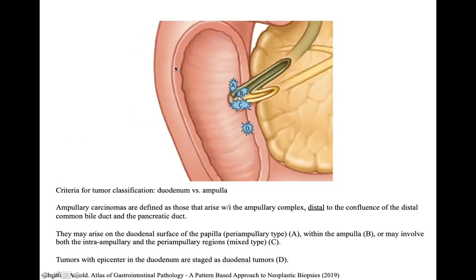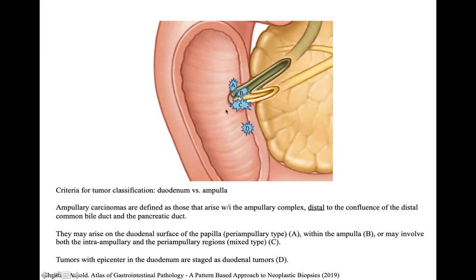And then it gets even more granular. How do you determine if the tumor is in the duodenum or the ampulla, and if it's in the ampulla, what part of the ampulla? So if it's here and it's in the D, it's in the duodenum. But if it's in the A, it means it arises on the duodenal surface of the papilla, so it's periampullary type. If it arises within the ampulla right here, it's ampullary type.